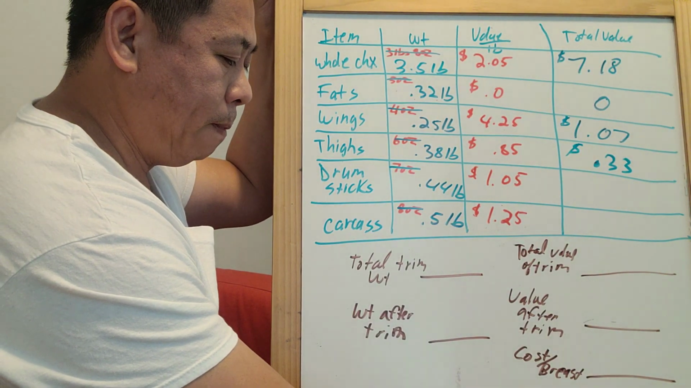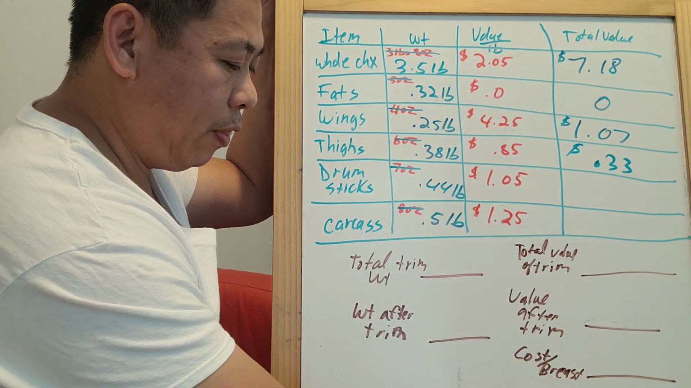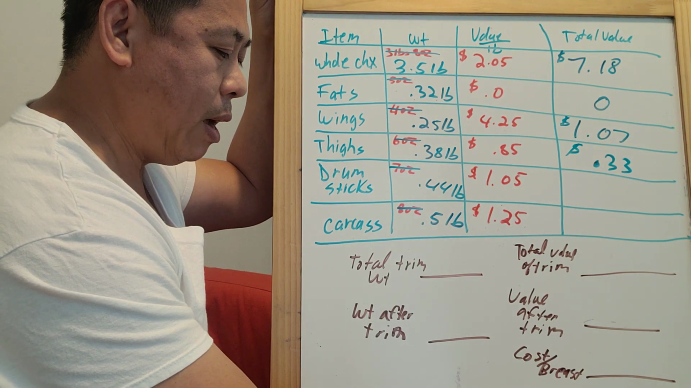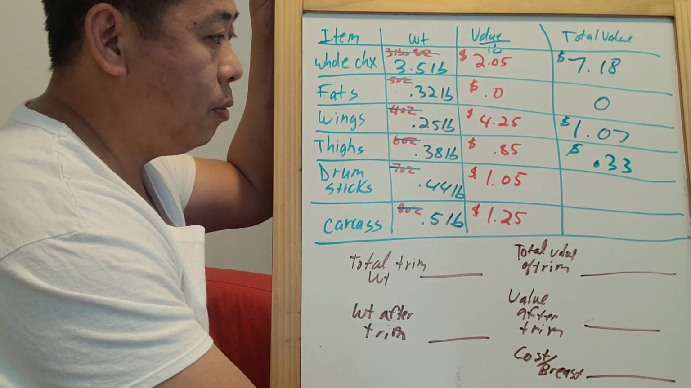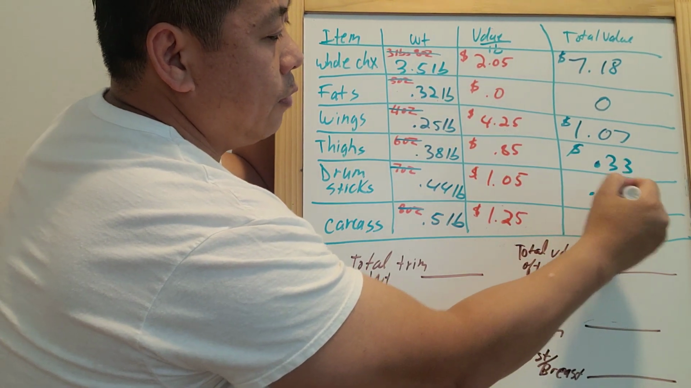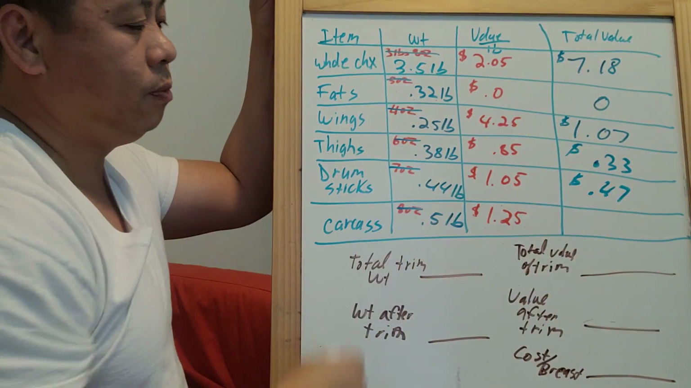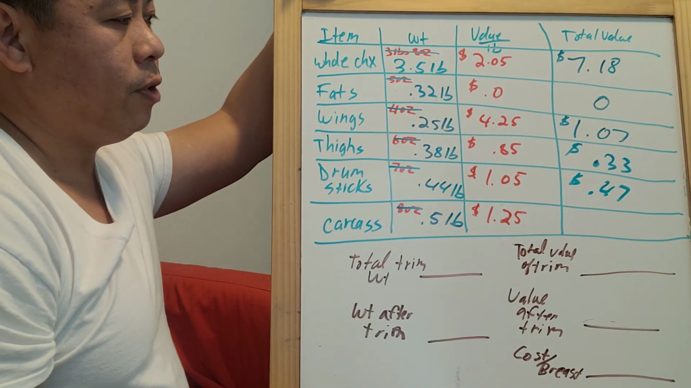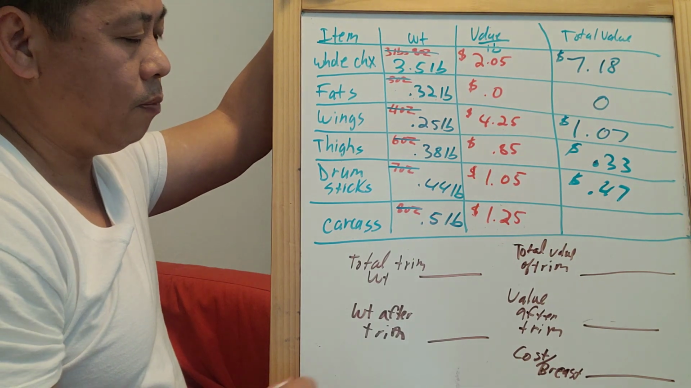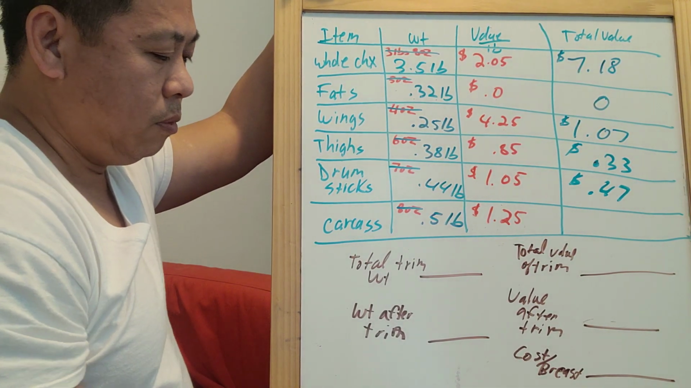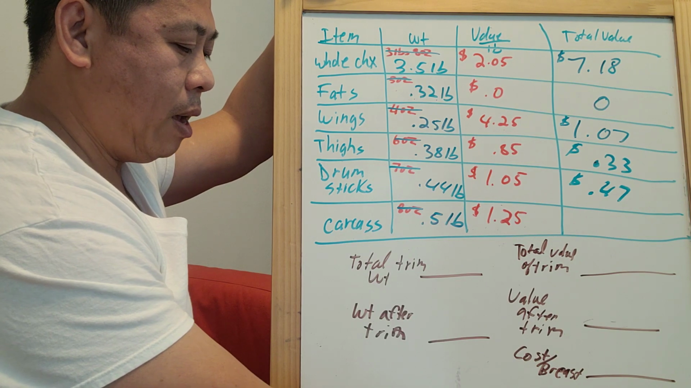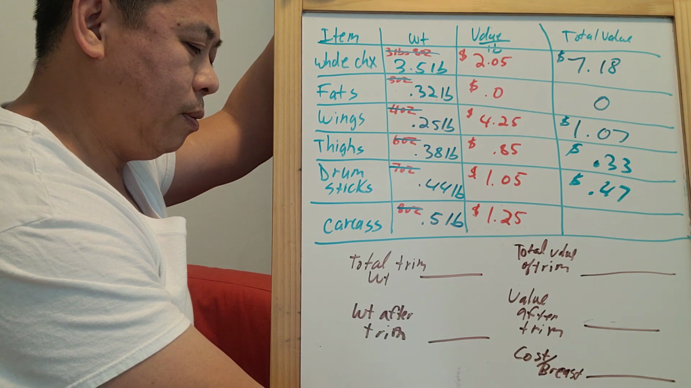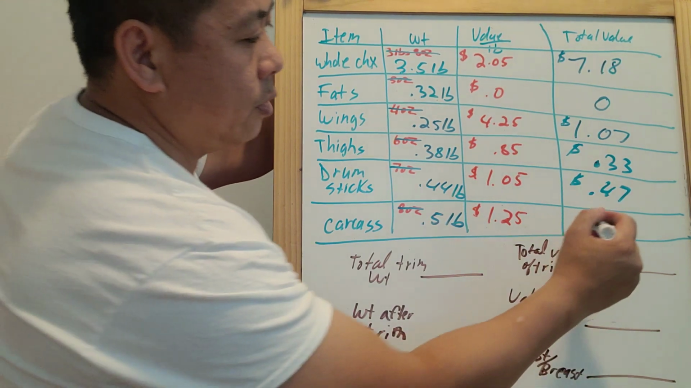And then after thighs, you have drumsticks. It's $1.05 per pound, which will give you about 0.47, or 47 cents, for that much weight there. 0.44 pounds is only 47 cents. That's the value of that weight. For the carcass, it is half a pound at $1.25. The carcass will give you 0.625, or 63 cents.